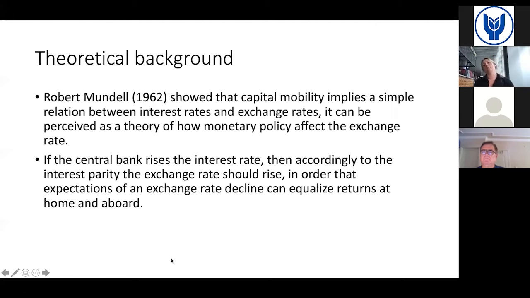And now a very short literature review. Robert Mundell, I think you're all familiar with him. He showed in 1962 that capital mobility implies a simple relation between interest rate and exchange rate. And it can be perceived as a theory of how monetary policy affects the exchange rate.